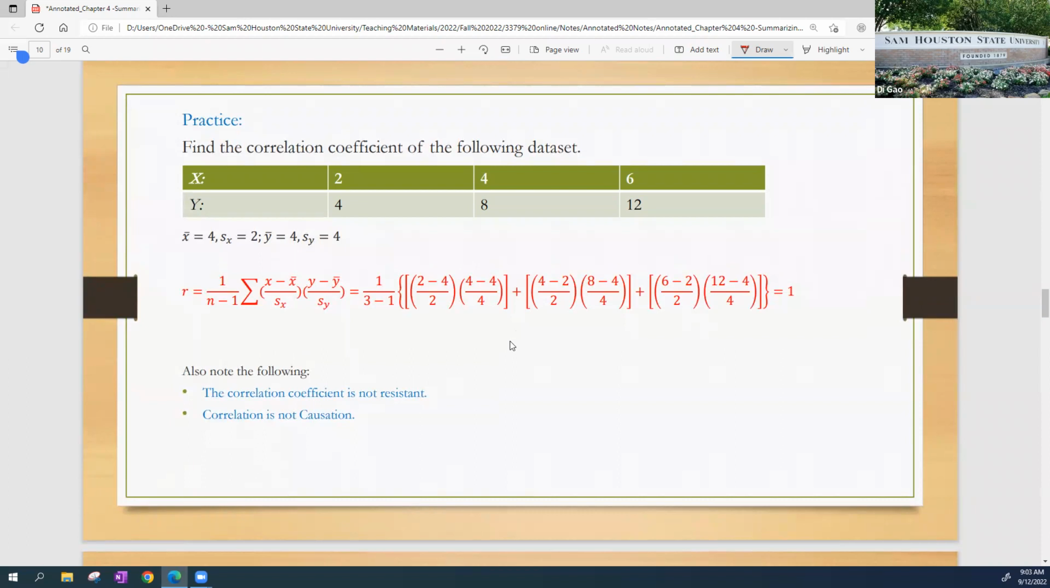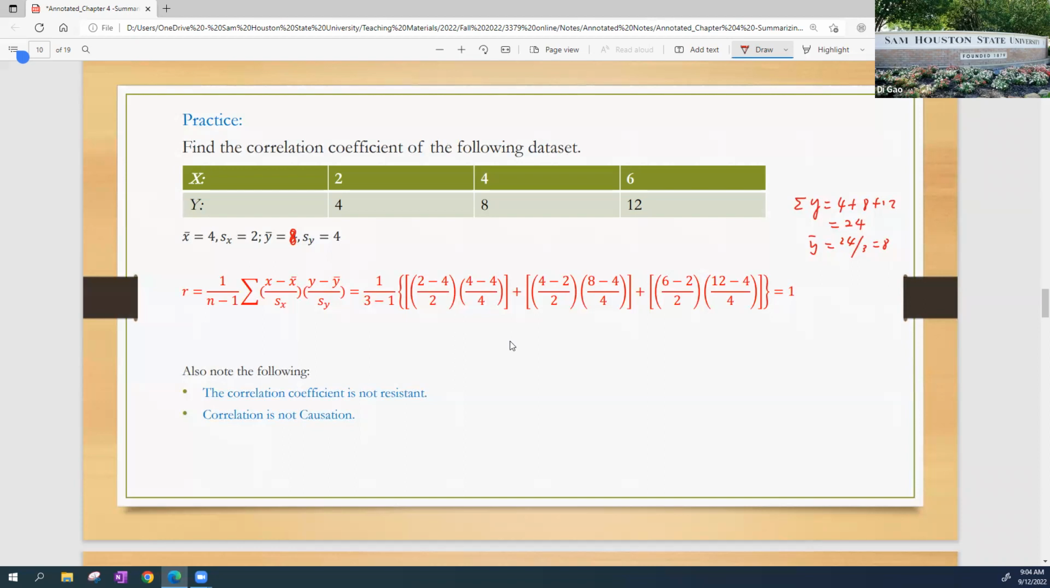So y bar is 8, I believe, right? y bar is 8 because the sum of y equals 4 plus 8 plus 12, which is 24. And then y bar equals 24 over 3, so that's 8. So that's how we get y bar equals 8. And then sy is 4.